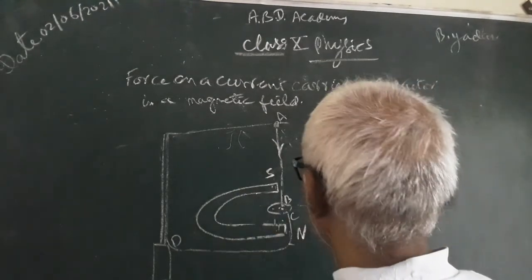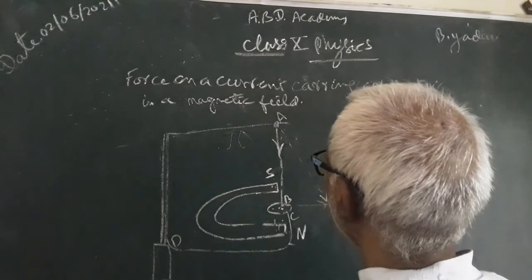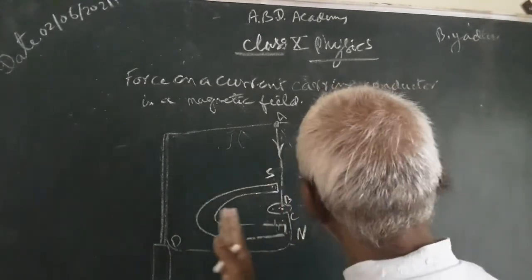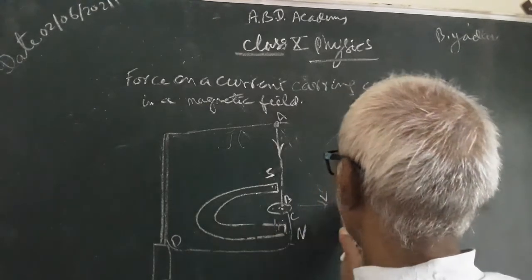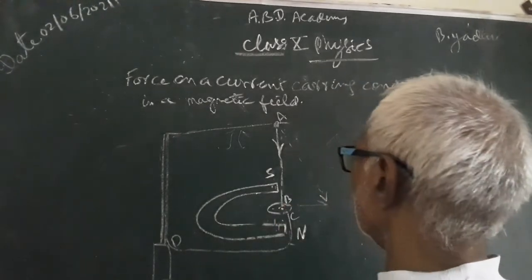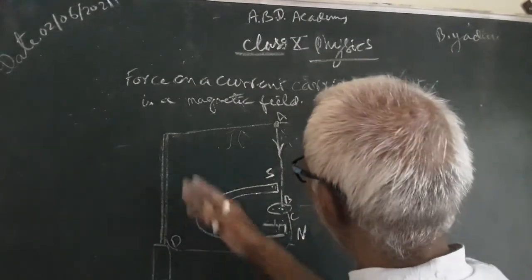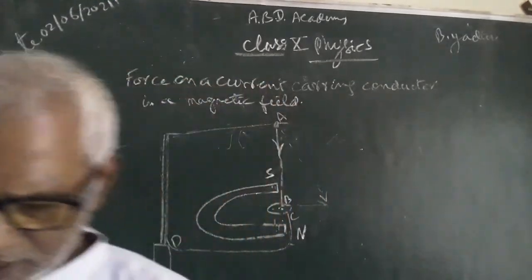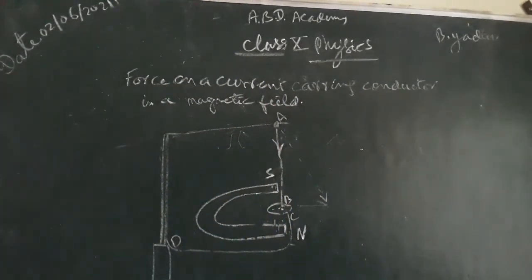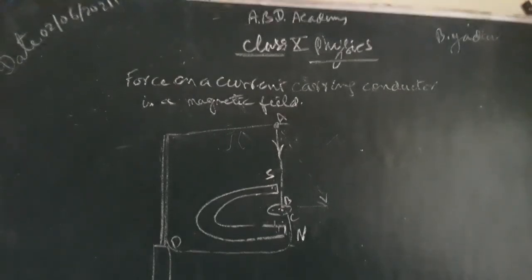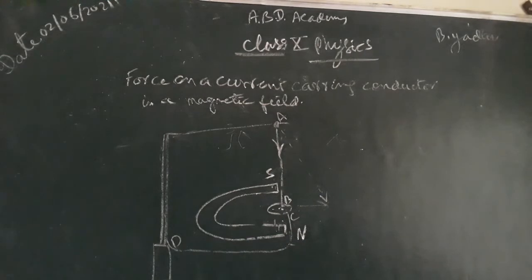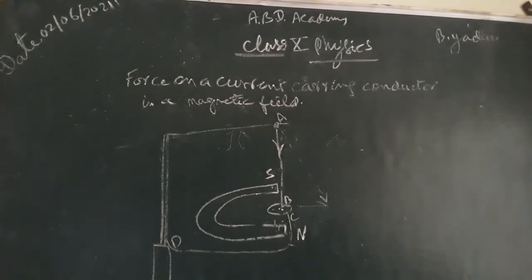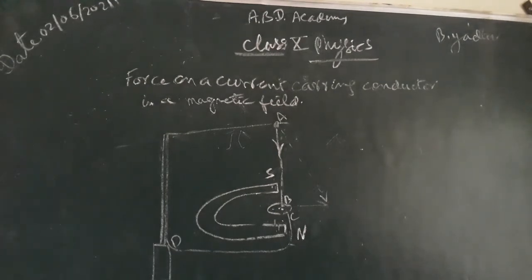Whenever it returns and comes in contact with mercury, the circuit is completed again and it is thrown away again. In this way, the wire continuously returns to the mercury, the current is completed in the circuit and it is thrown further and further away, and this way the conductor will move. And if the arrangement is made in such a way that the wire moves in a circular direction, then it will act like an electric motor, which is the principle of the electric motor.